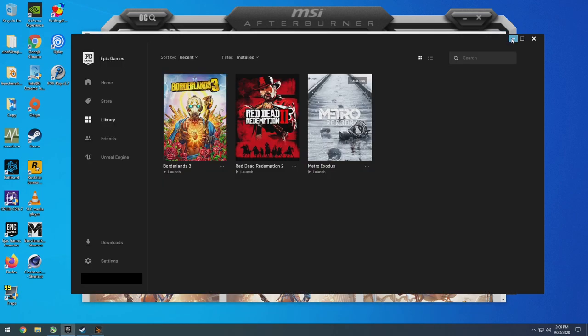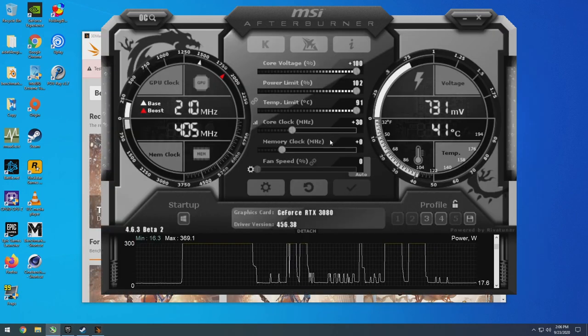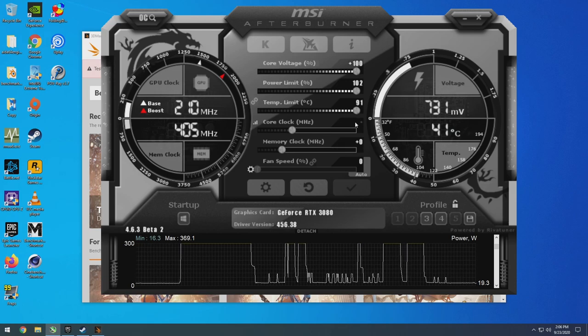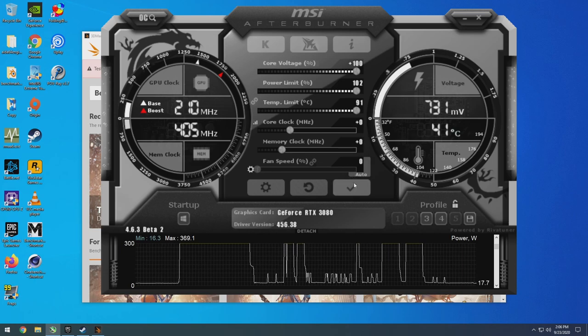But there's another way to do the next part. The next section is dealing with memory overclocking. Now I like to do both separately, so I know my maximum core clock and then I find out my maximum memory clock.